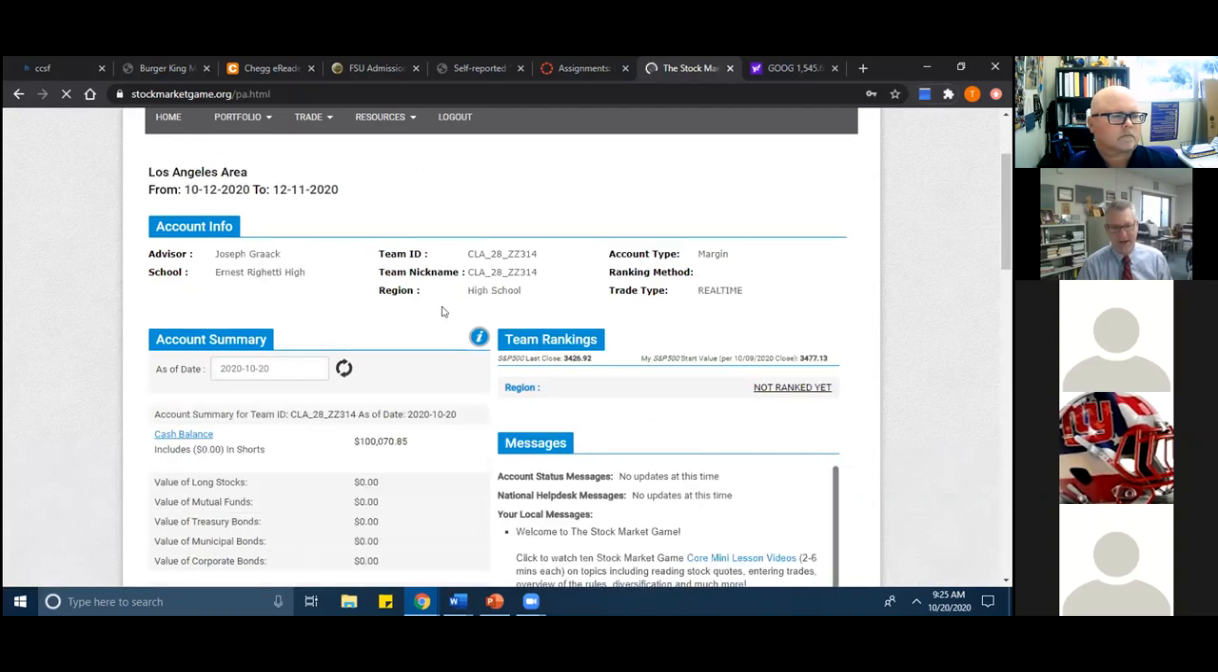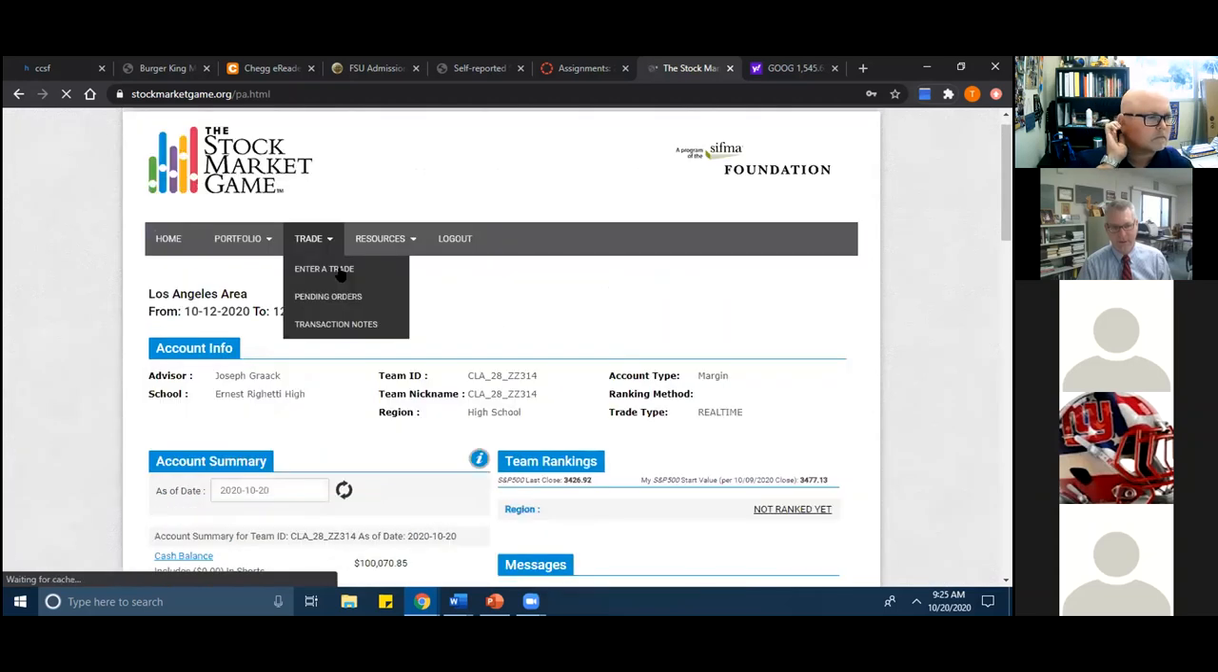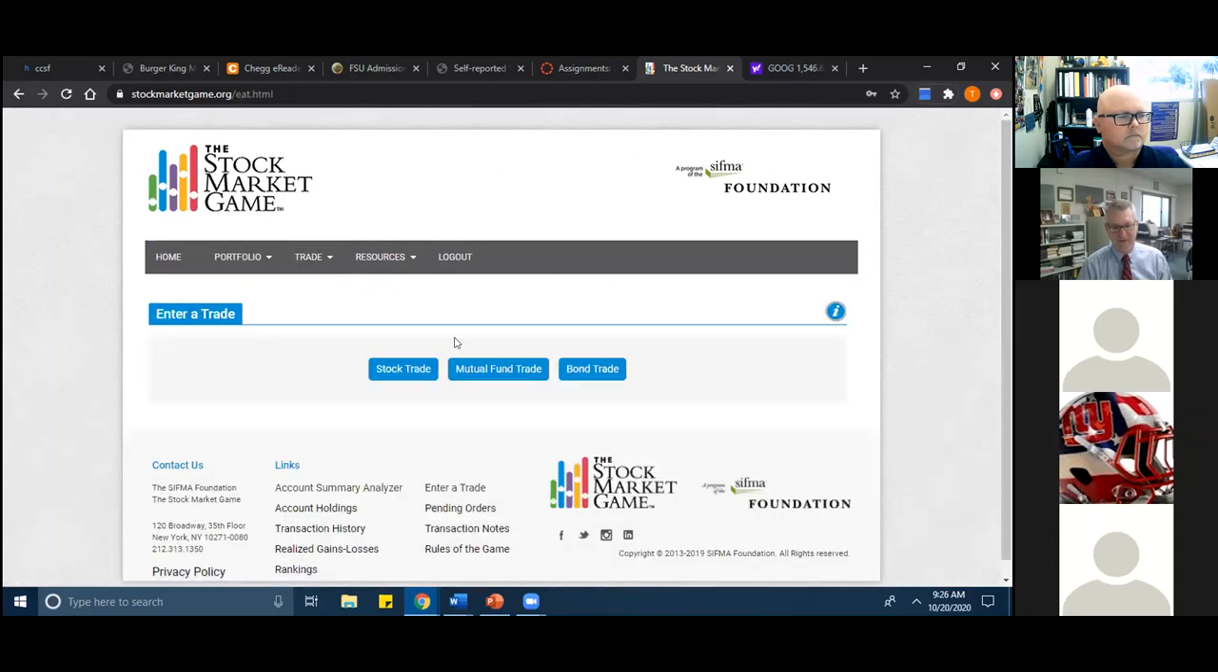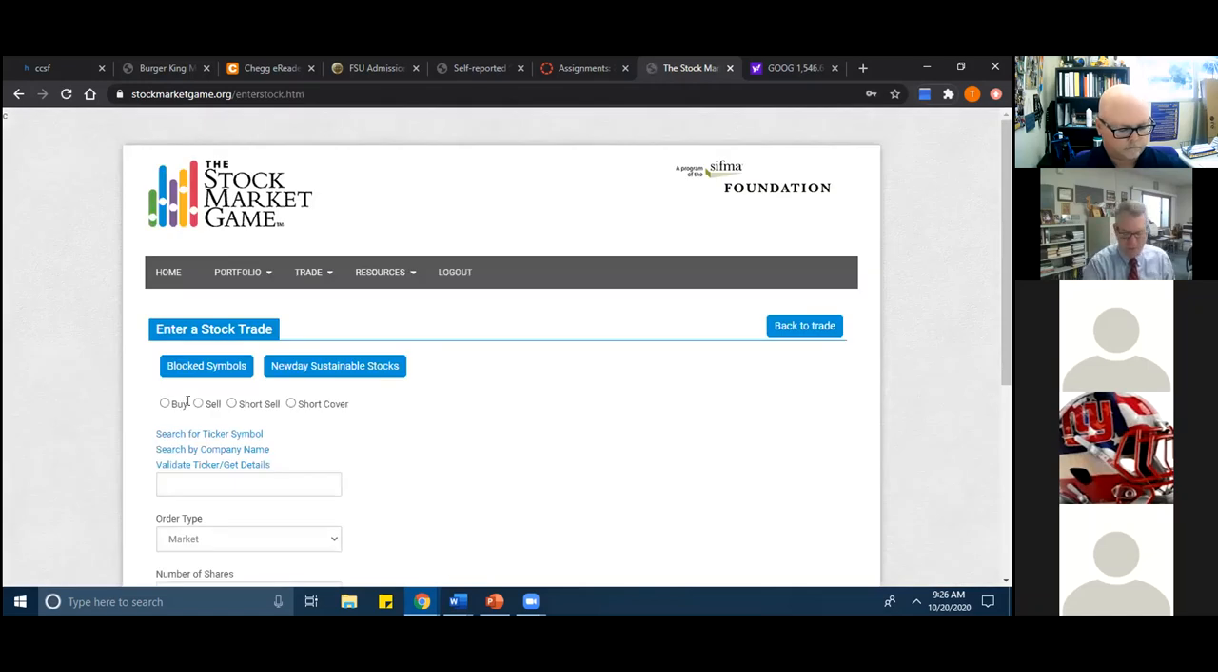Perfect. So then if you go up to trade with the pull down arrow. This one? Enter trade? Enter trade, yes. Go to stock trade. And then what was the company that your group's most interested in? Ford. Ford, okay. So don't forget to click buy because we have no shares yet. Buy. Yep. And then stock symbol is F. Yep.